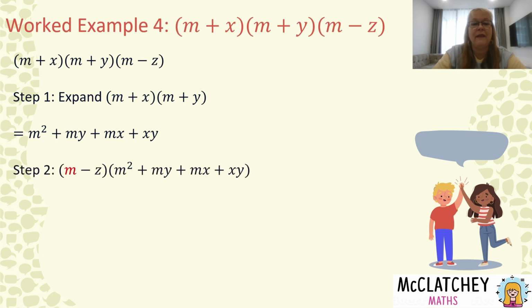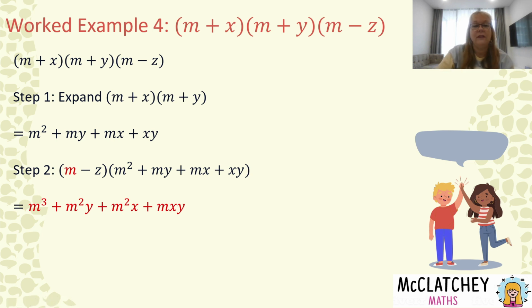So now let's multiply that by m take away z, our final term. So I'm going to have m times m squared will be m cubed, m times my will be m squared y, m times mx will be m squared x, and m times xy will be mxy. So once again, there's going to be no like terms there to collect either. They're all very different because, this one looks like it's the same powers. Well, it is the same powers, but it's a different letter combination. So there's no same letter, same power combination there at all.